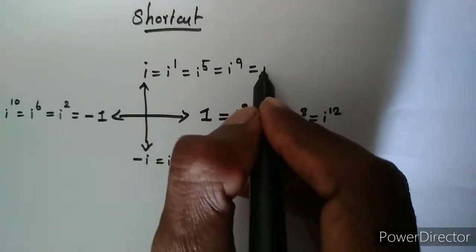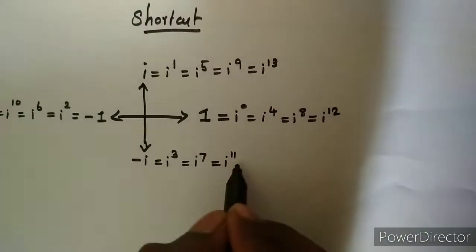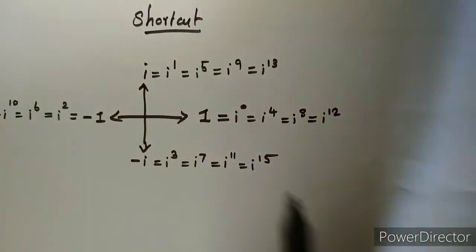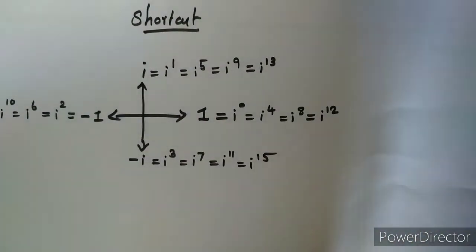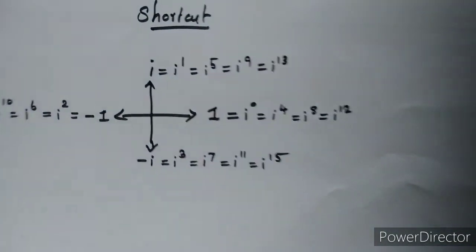We can write up to infinity. It is not possible to write all of it, therefore we can stop at any finite number. I will finish with 15.